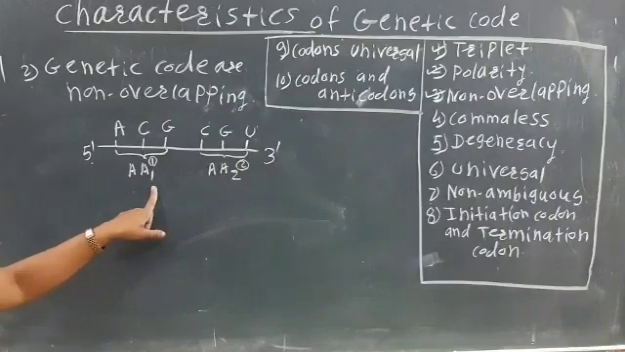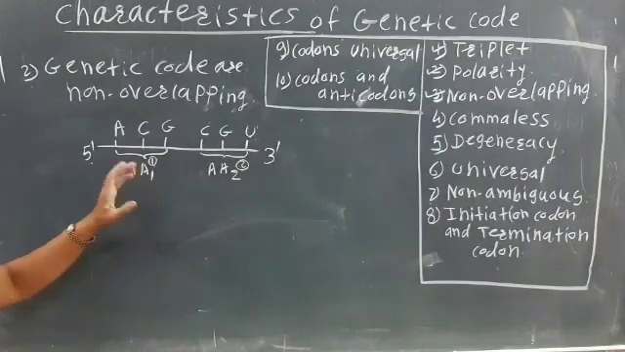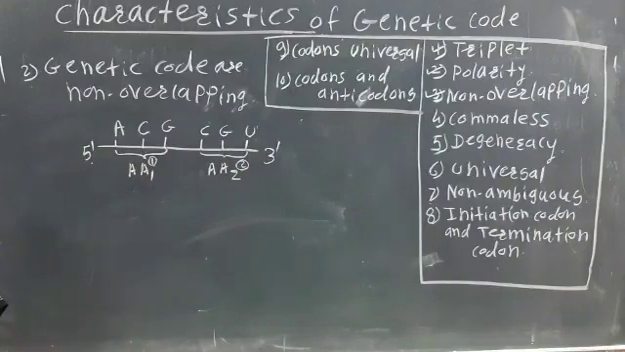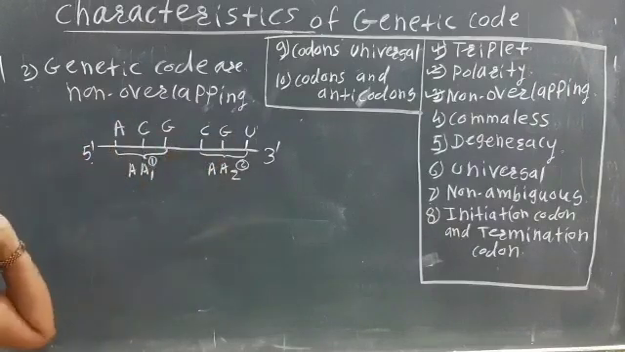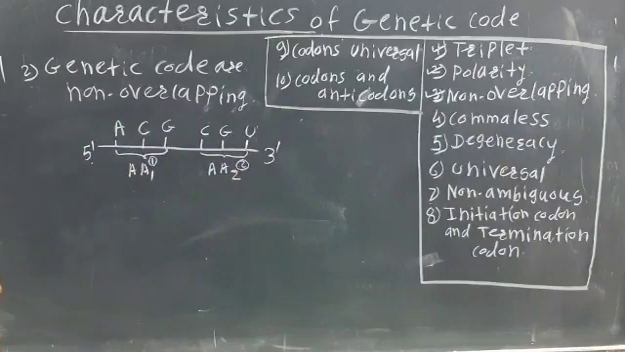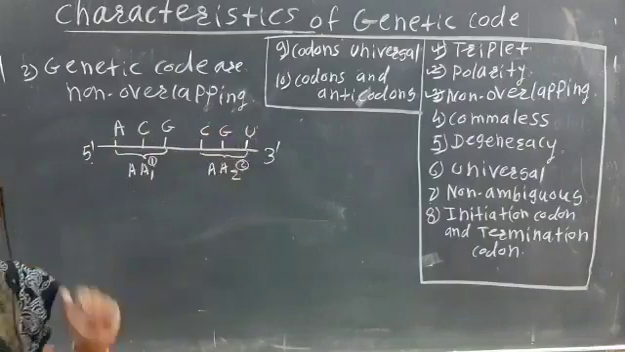So here the experimental evidence is for the overlapping codons. So on the mRNA, if there are 6 codons present, the first 3 codons code one amino acid, another 3 code another amino acid, like this. So these are the codons which are non-overlapping.